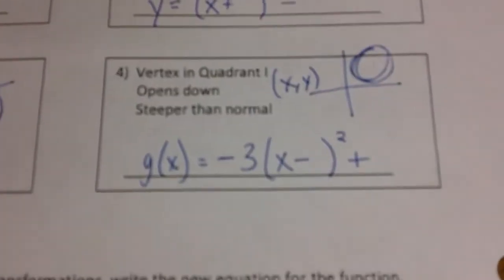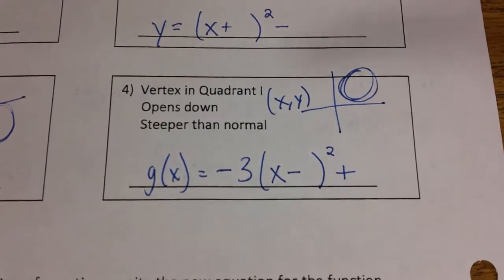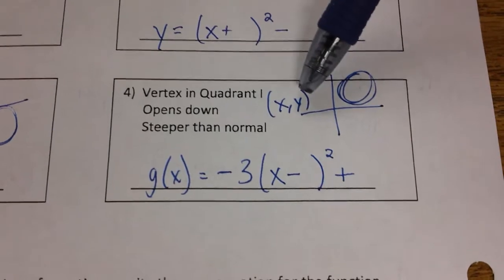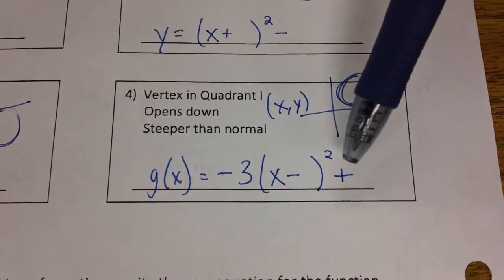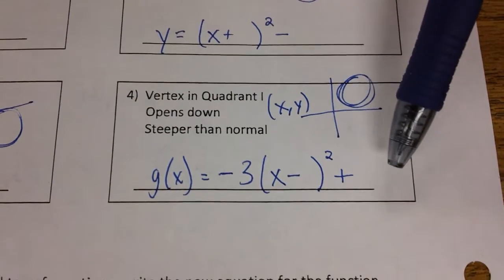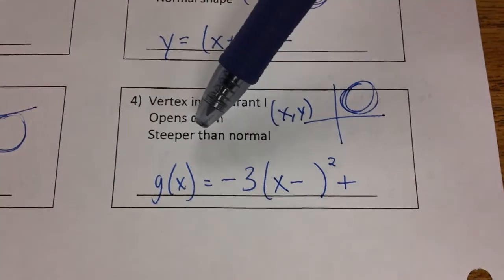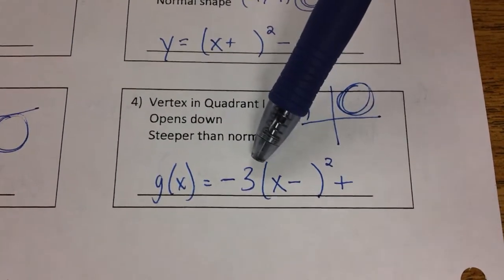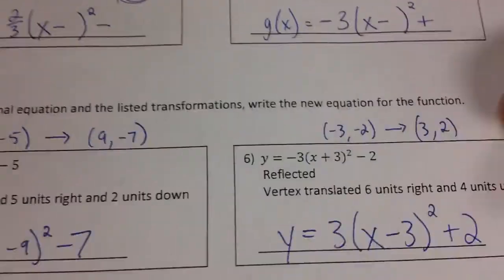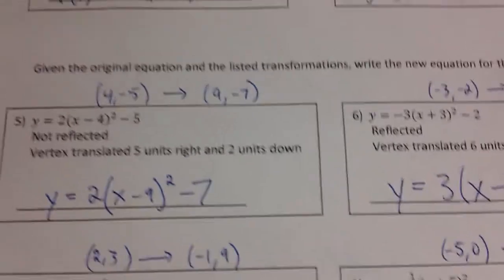And then for number 4, you're going to have a vertex in the first quadrant, so that's going to give you a positive x value and a positive y value. So that's going to give you x minus something here and then plus something here for your k. And then, since it opens down, you should have a negative coefficient, and since it's steeper than normal, you should have a coefficient that's greater than 1, like for example 3. And again, all the stuff here on the back, remember, this is the level 4 questions.